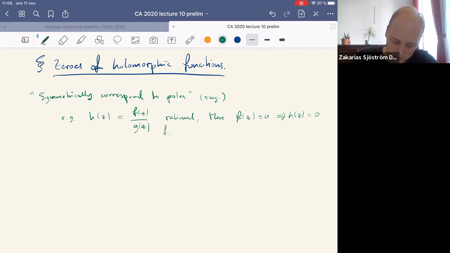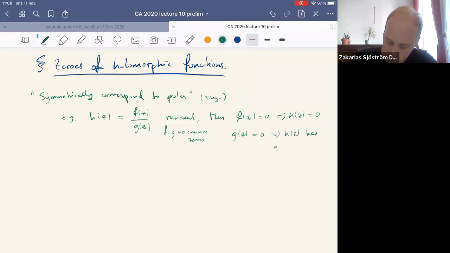And then if you have a zero of g, then this implies, using the no common zeros assumption, that h of z has a singularity at the point where the denominator vanishes. Rational functions are a very typical example. In fact, meromorphic functions on the extended complex plane, the Riemann sphere, are exactly the rational functions. So this is an important example to understand.